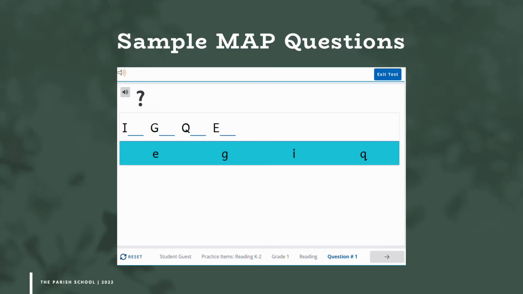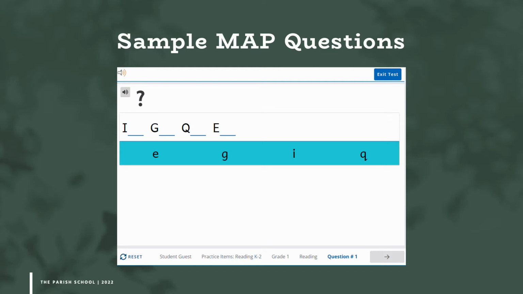So here's a sample of a math question. This is a primary question. The primary level gets the K-2 test, which has the human voice. So as you can see, there's just the picture of the question. We teach the students how to press the little speaker button, and it will read the question aloud.